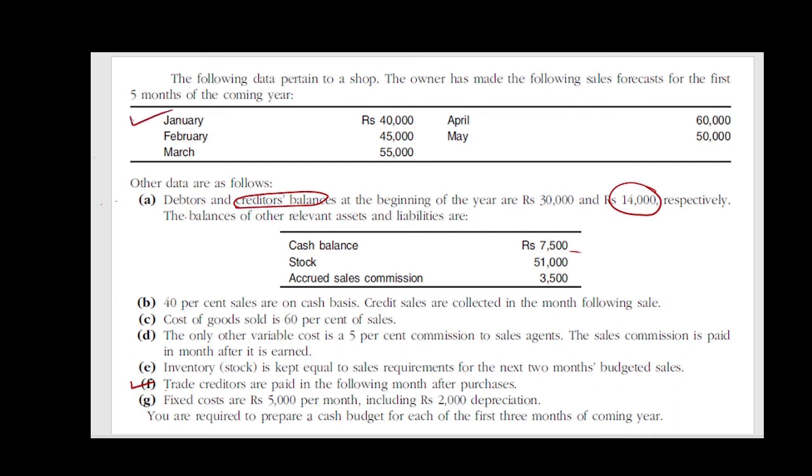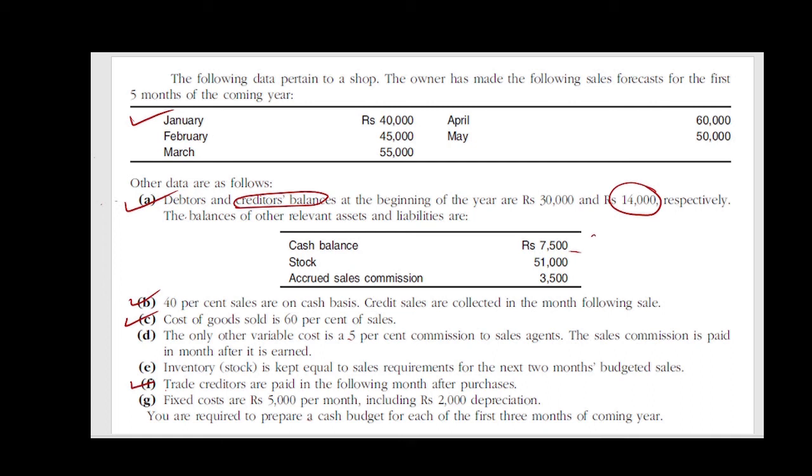We have taken care of this first table. We have done the adjustment A. 40% of sales we have taken into consideration. C also we have done. The only other variable cost is a 5% commission to sales agents. The sales commission is paid in the month after it is earned. So the 5% commission to sales agents we have to check.